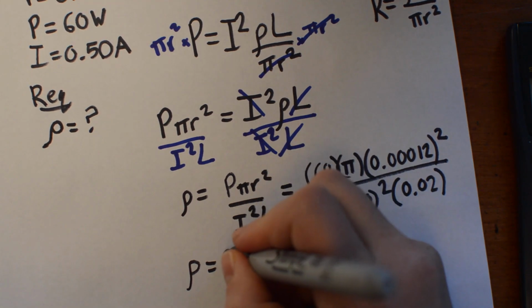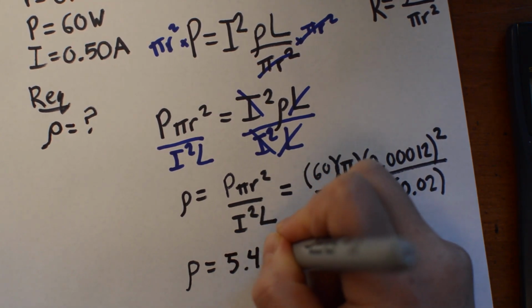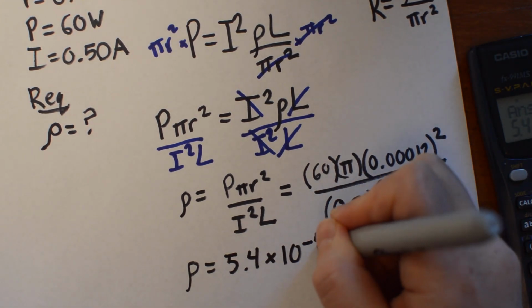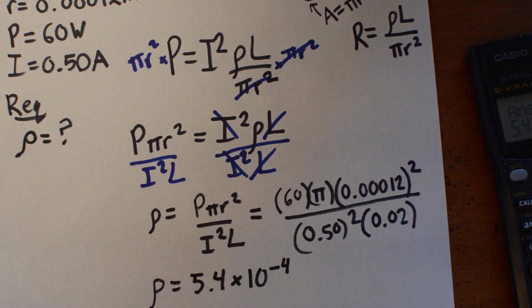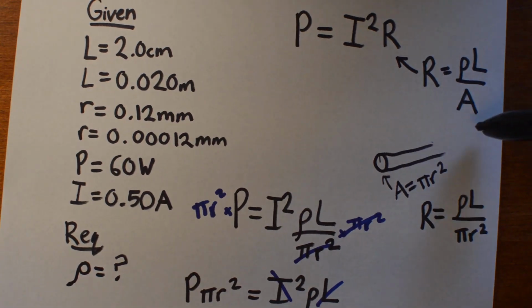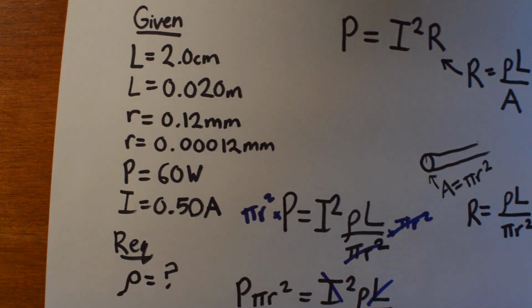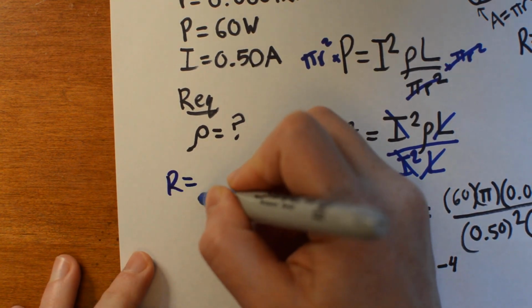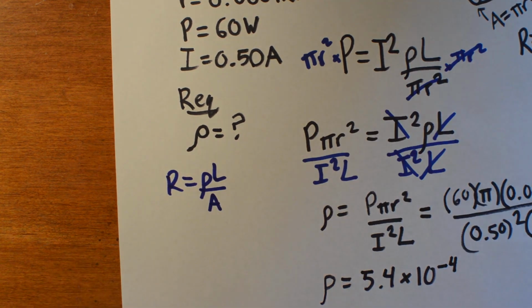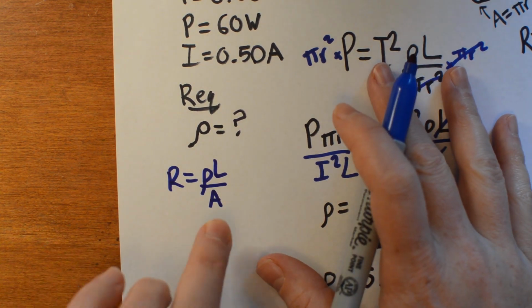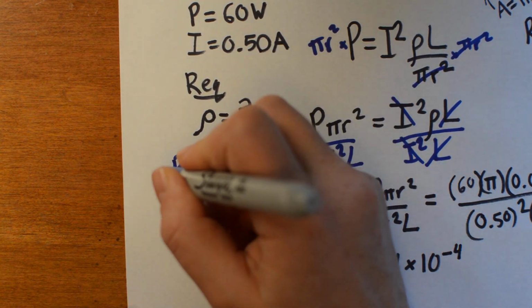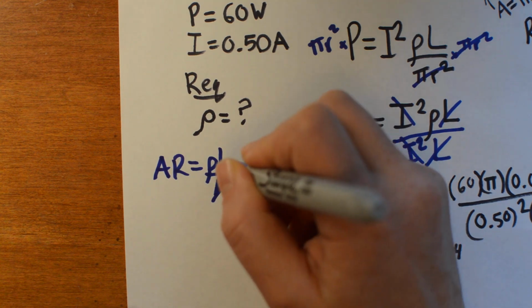It looks like I have two sig figs, so I'll keep that. So 5.4 times 10 to the negative 4. And my units of resistivity, if I'm not sure, I can always go back to my original equation for resistance. Let's rearrange that equation for resistivity. If resistance is rho L over A, just in case you forget your units, which happens to me all the time, rearranging this for resistivity, I would multiply both sides by A, and divide both sides by L.